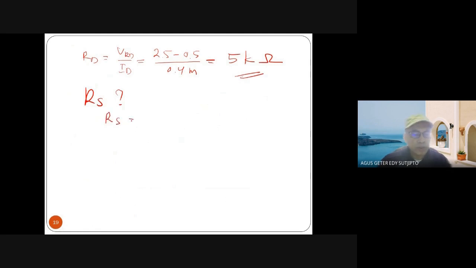VT is the threshold voltage, the requirement of the voltage of the VGS to create the channel region.